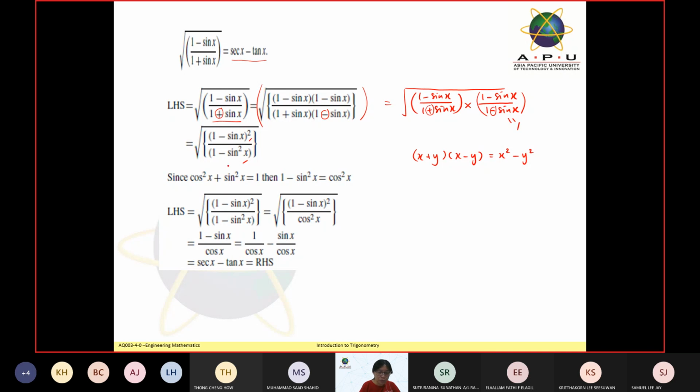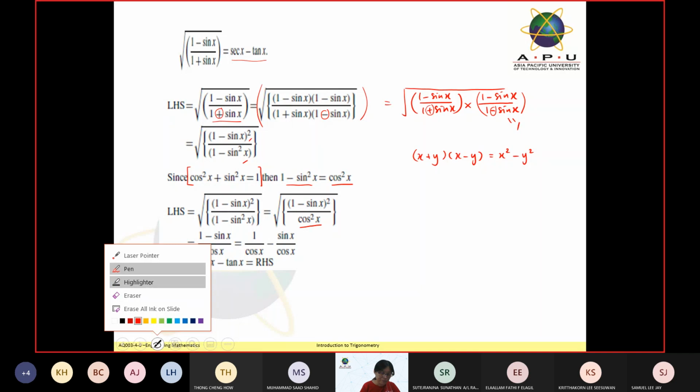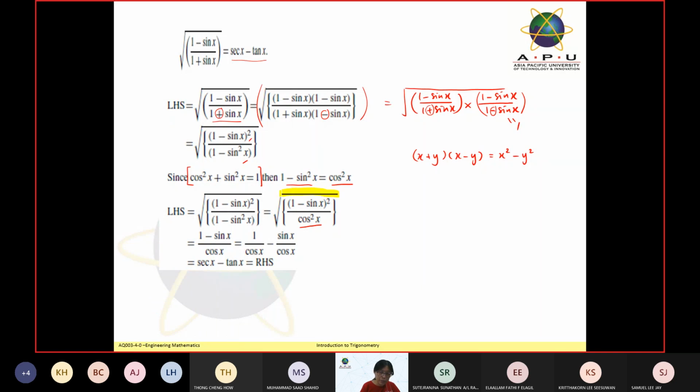For the one at the bottom, we use this identity: cos square x plus sine square x equals 1. So 1 minus sine square x is equal to cos square x. So for the bottom, I can replace it with cos square x. Why do I change it to cos square x? Because we have a square root here.